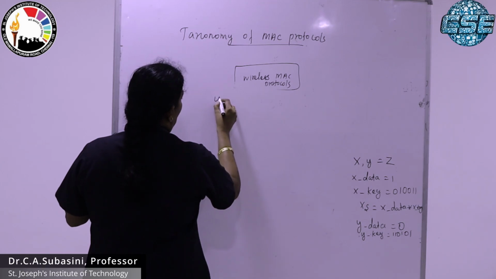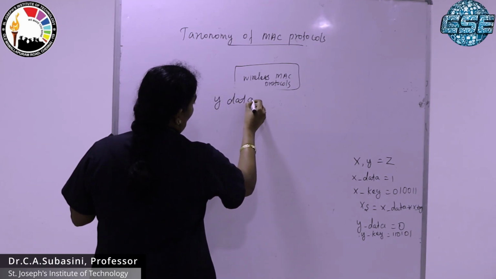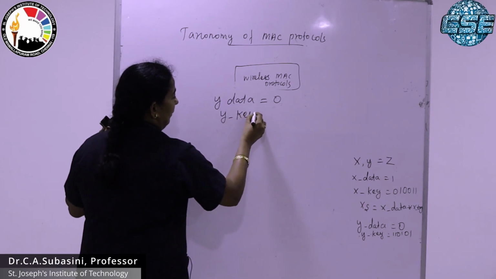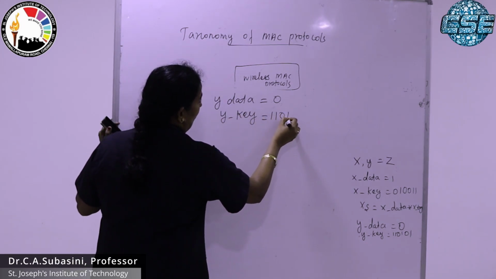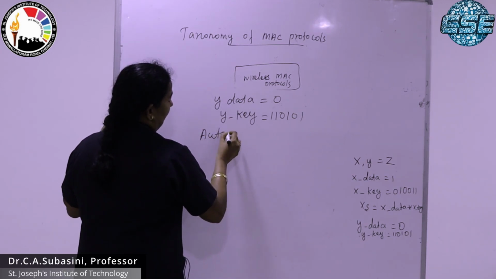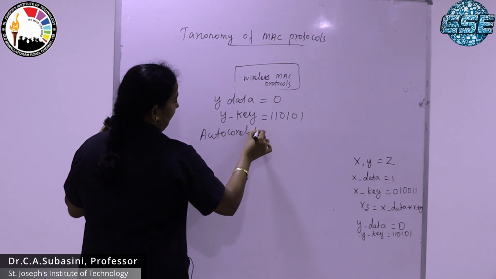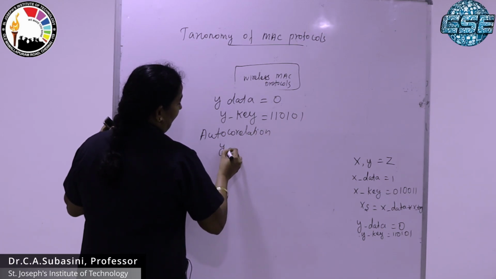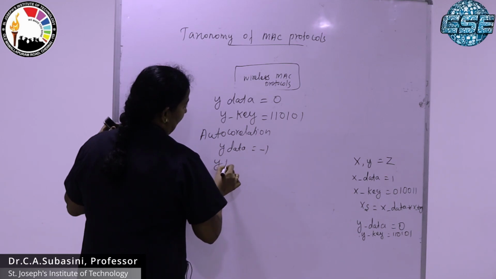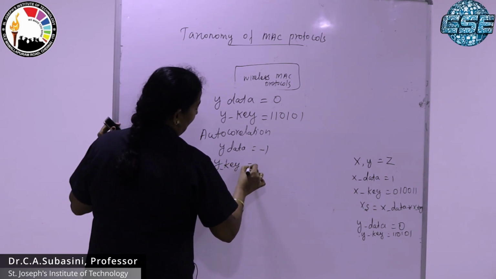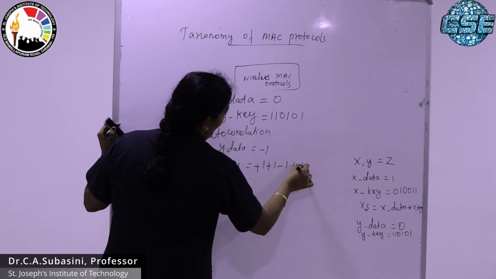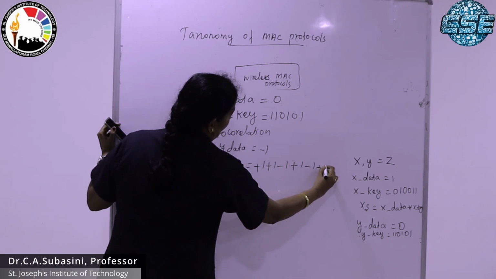Y data equals 0 and the Y key will be 1 1 0 1 0 1. For applying the autocorrelation technique, Y data will be minus 1 and the Y key will be plus 1, plus 1, minus 1, plus 1, minus 1, plus 1.